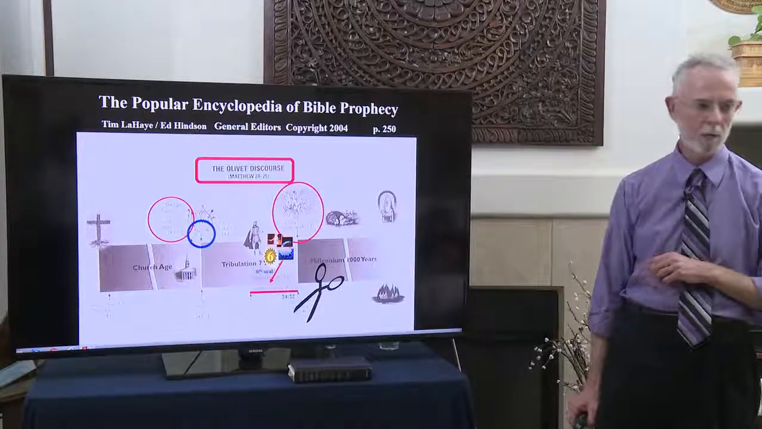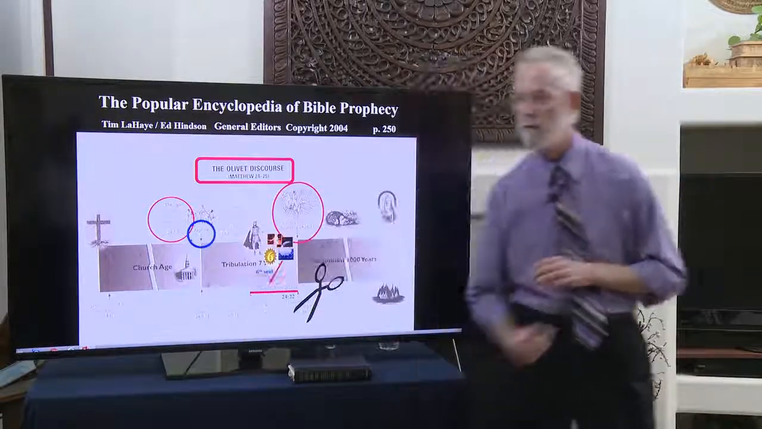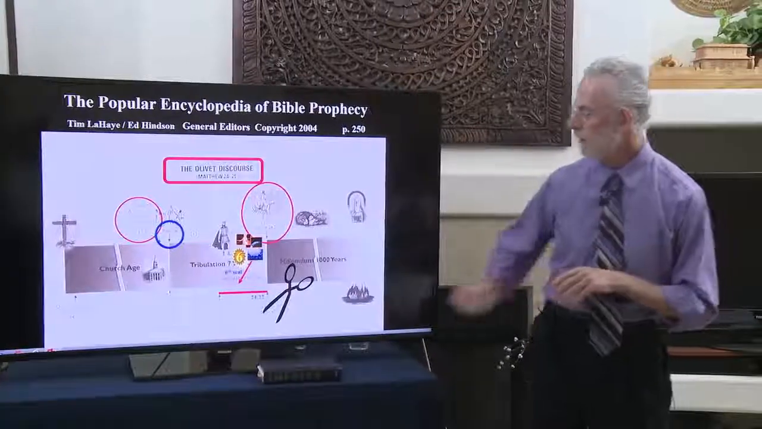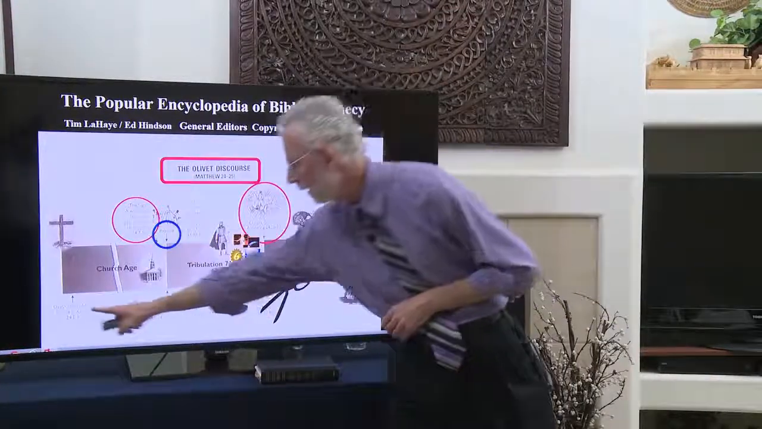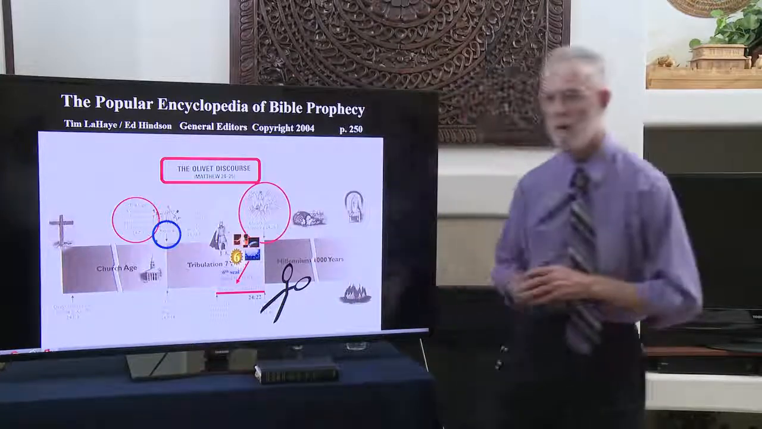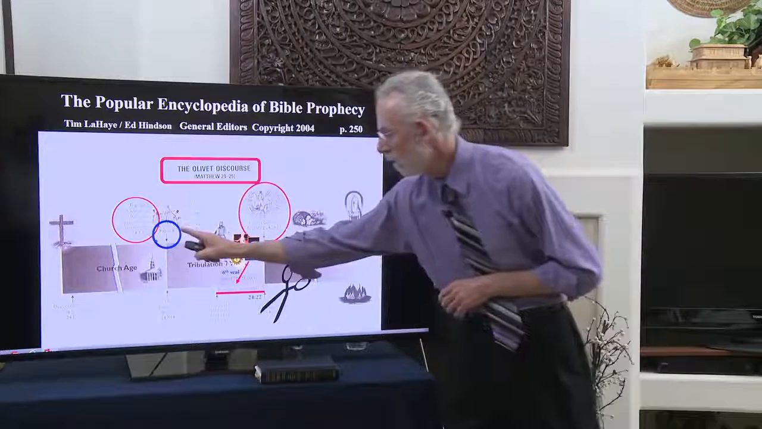Okay, now I want you to notice right here where I put this blue circle. They've got the rapture happening over here at the beginning of the 70th week. Now I want you to notice something very powerful here. I want you to notice that here they have some scripture. Here they have some scripture. Here some scripture. Here scripture, scripture, scripture, scripture. Everywhere on this chart, they have passages of scripture except there.